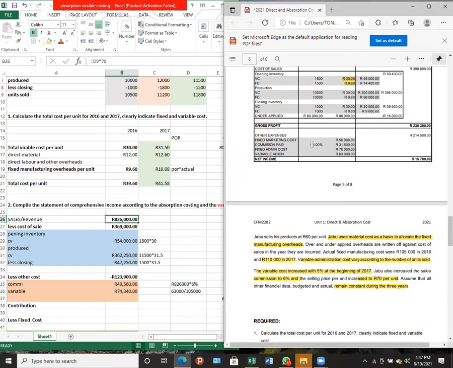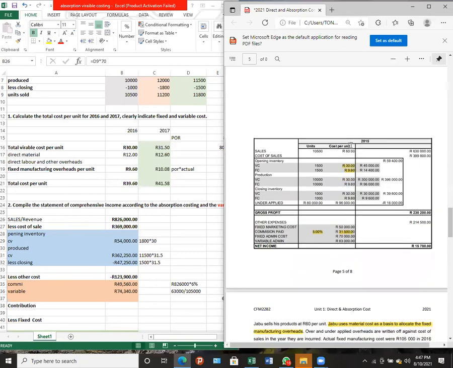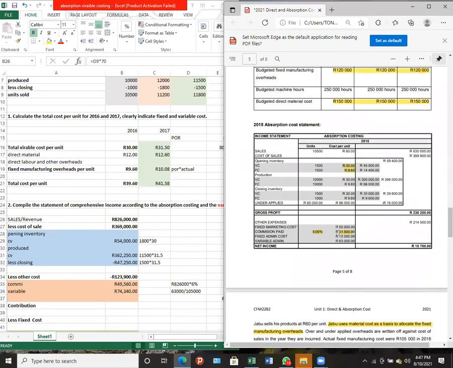Remember the commission before, guys, it was how much? 5%. Right? How did they get this one, guys? Let's go here. How did they get the 20,500? To get the 20,500, if you take 360,000 times 5%, you're going to get the 20,000. Can anyone punch it on the calculator and confirm whether you get the same thing? Just punch on your calculator.